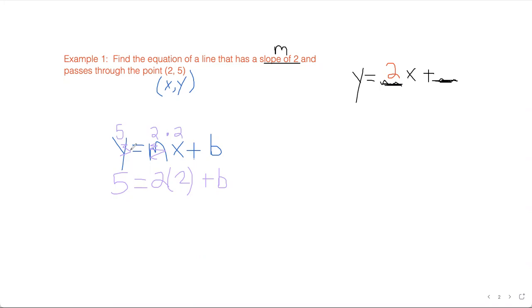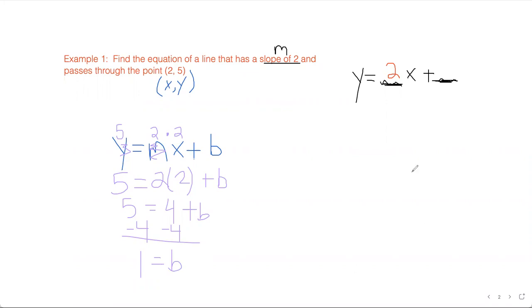Now I'm just going to do a simple one-step equation. If I multiply 2 times 2, I'm going to get 4. And then I will subtract the 4 on each side to get my B. And if I subtract 4 on both sides, I'm going to get B is 1. So now I've done algebra and figured out that B is 1.